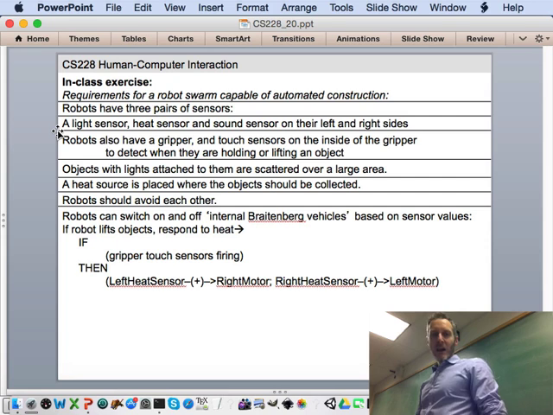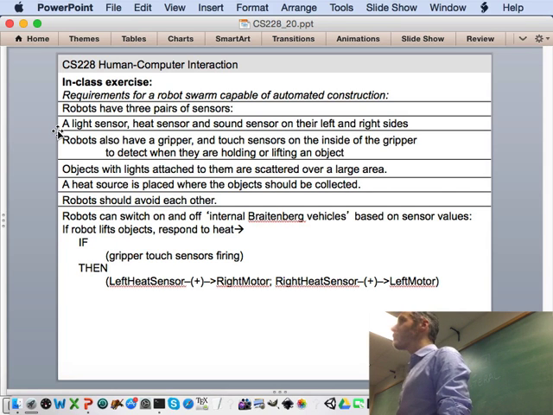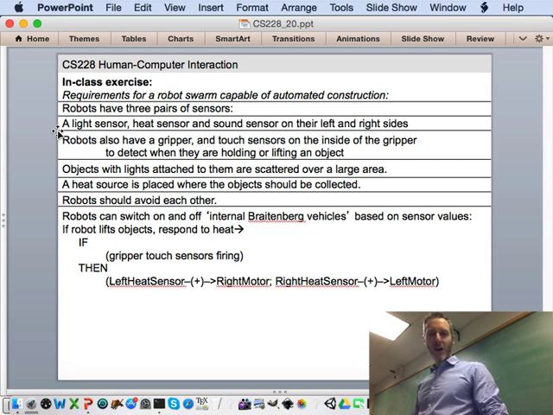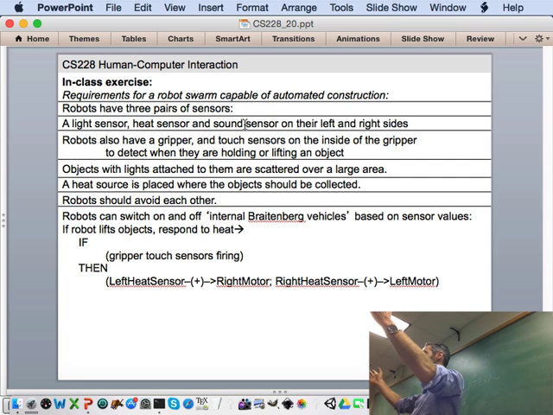Okay. Let's say that each robot in the swarm has identical hardware and software. The hardware is, it has a light, a heat, and a sound sensor, and a pair of each of these three, one on the left and one on the right. So our robot can sense differences in light, heat, and sound on either side of it.